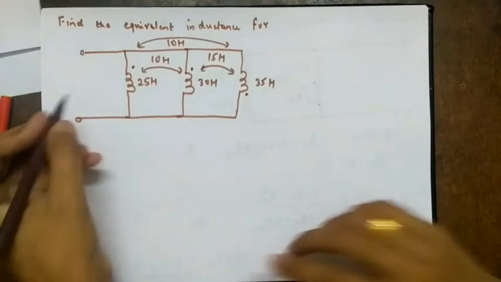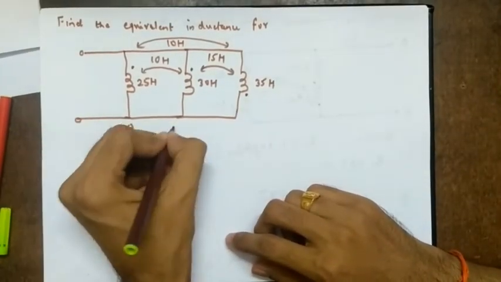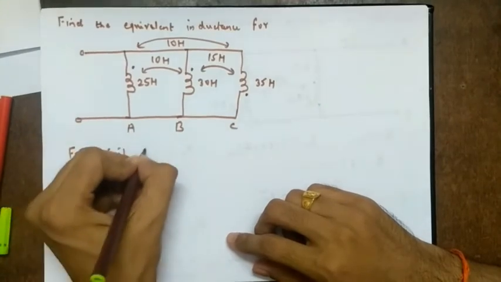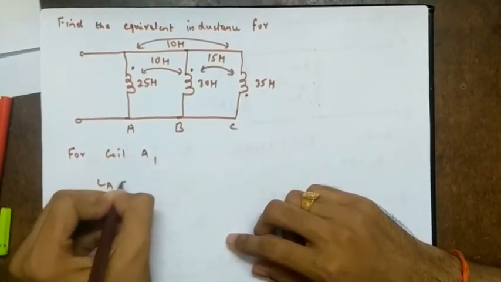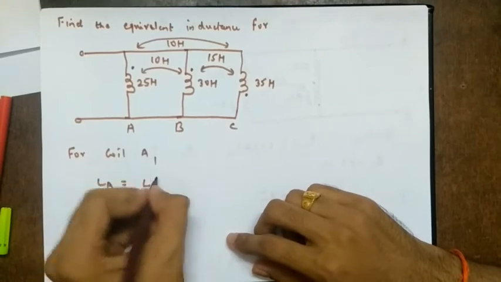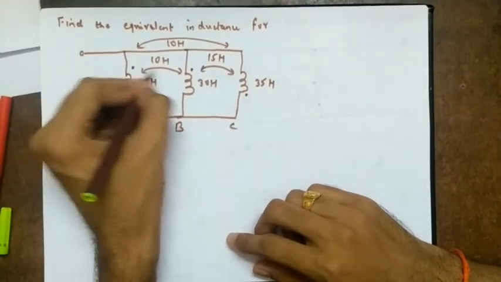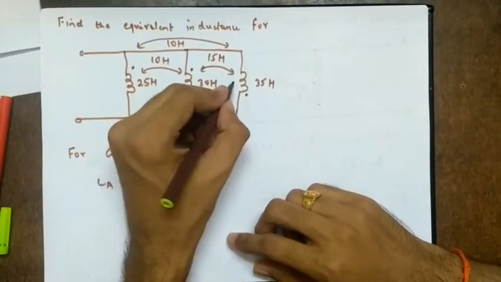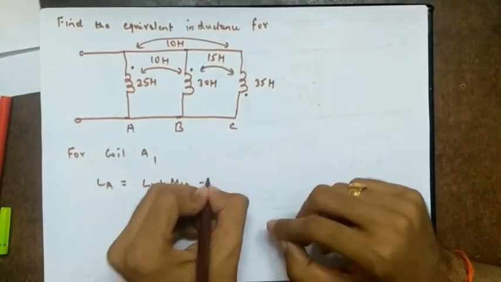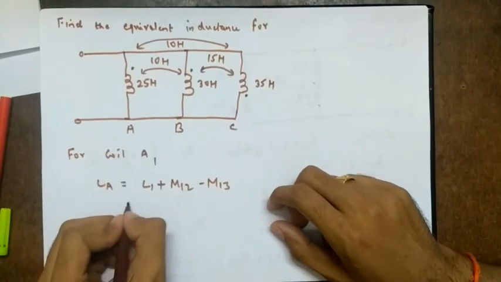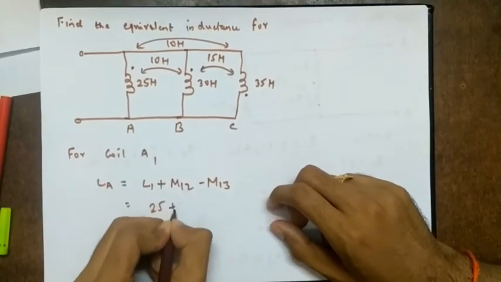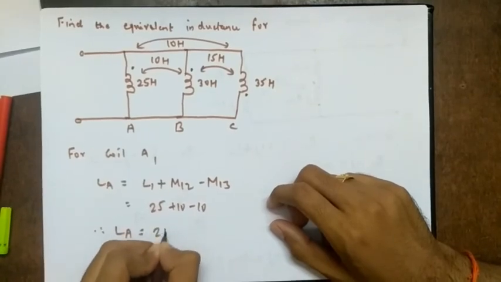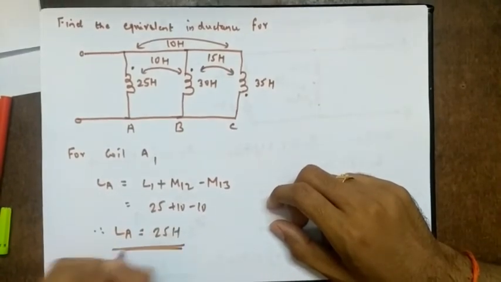So this way you can solve. What we'll do is, this is given as A, B, C. So for coil A, LA equal to L1 plus, between 1 and 2 both are entering, so plus M12. Then between 1 and 3, this is entering and this is exiting, so minus M13. So what is it? 25 plus 10 minus 10. Therefore LA equal to 25 Henry.